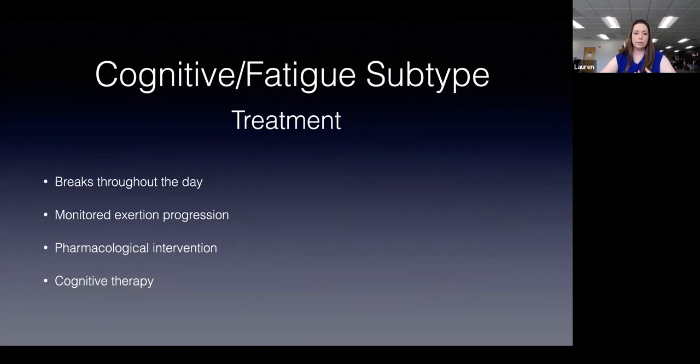Treatment for these individuals: education is going to be key for them. Taking physical and cognitive breaks throughout the day is going to be the most important in managing those symptoms.